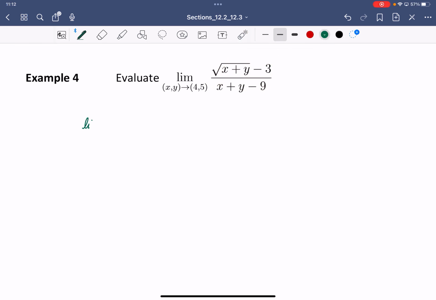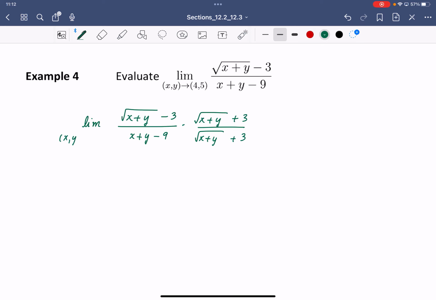So it's going to be the limit of (square root of x plus y minus 3) over (x plus y minus 9), and then you multiply by square root of x plus y plus 3. So you just multiply by its conjugate. You hope that once you multiply, it's going to get better. (x, y) going to (4, 5).